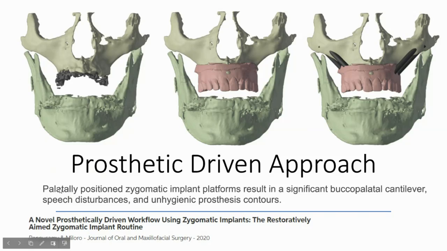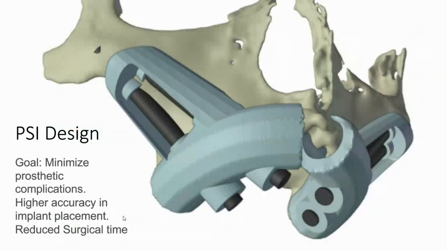And it's because palatally positioned zygomatic implants can result in a significant bucco-palatal cantilever, speech disturbances, and unhygienic prosthesis contours. So it's really important how we place those zygomatic implants for the prosthesis, okay? Because we want to minimize all the possible complications that come from it.